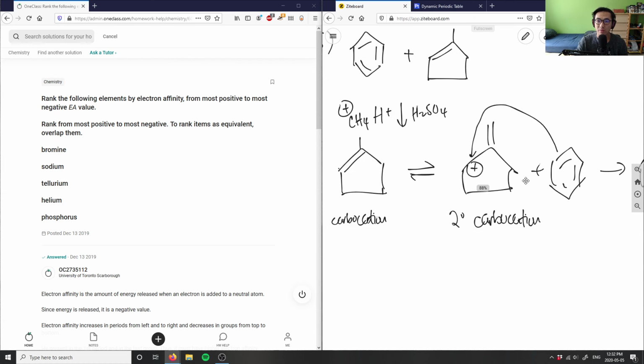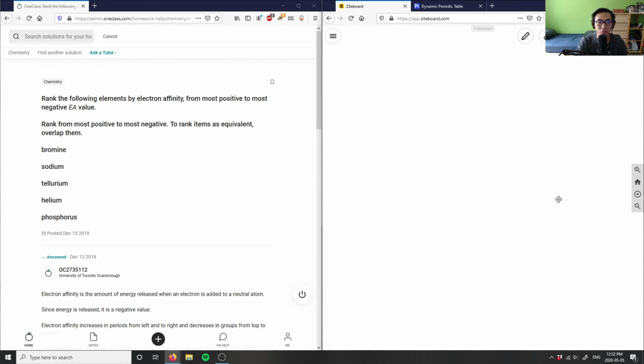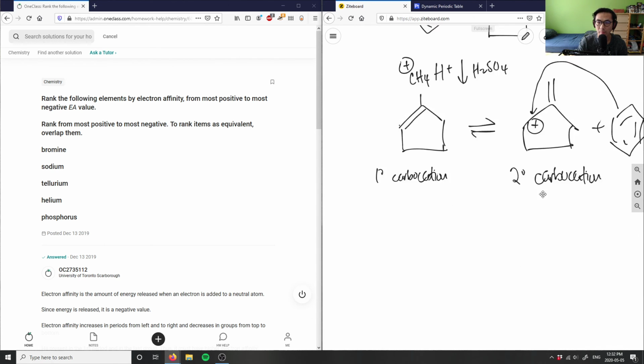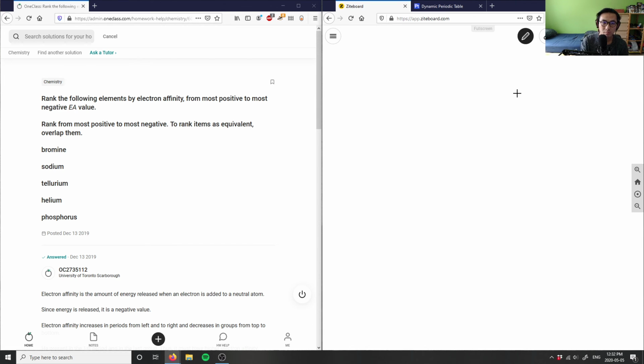All right, that's number 5. Number 6 is asking us: rank the following elements by electron affinity from the most positive to the most negative EA value. So this is number 6, right? Yeah. Number 6 says rank by electron affinity, from most positive to most negative value here.